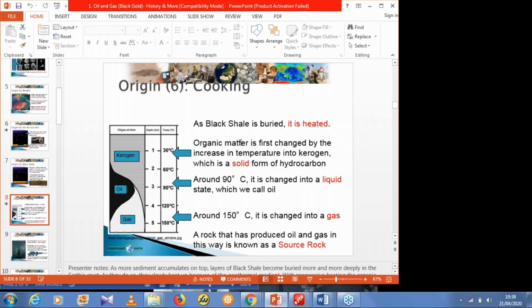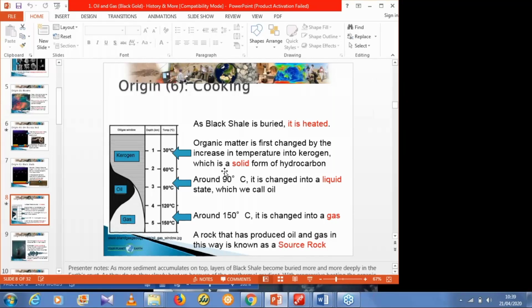Organic matter is first changed by the increase in temperature to what we call kerogen. Now, the kerogen is a solid form of hydrocarbon. That's the first stage. Then next, as the temperature is increasing, we have the liquid state, and we call that the oil. The kerogens are usually solid forms of the hydrocarbon.